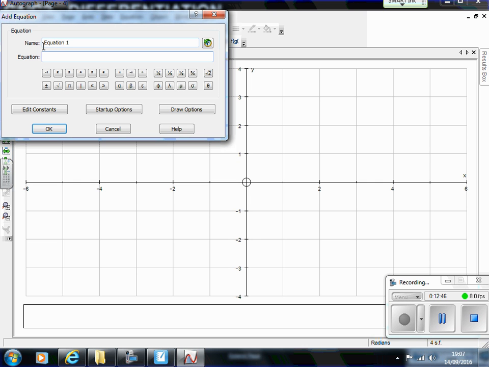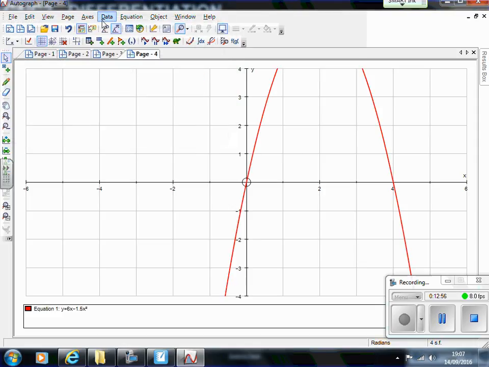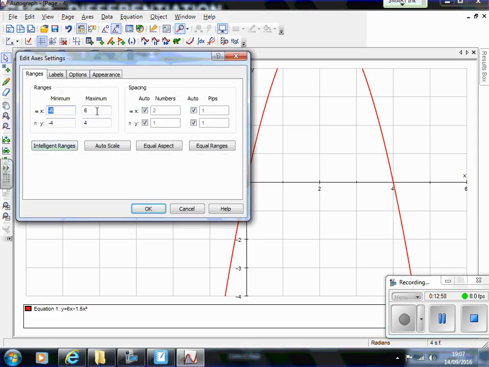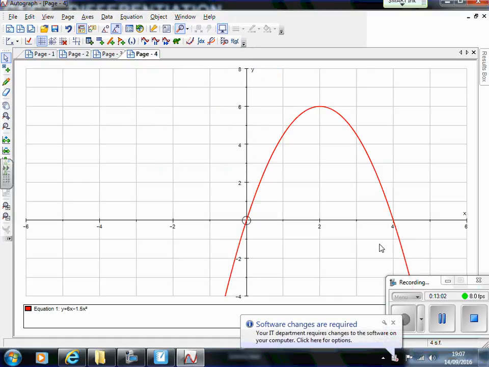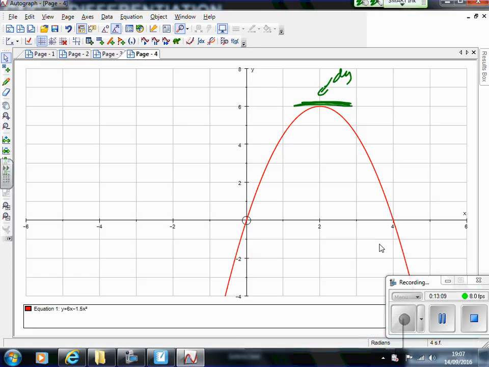A equals 6x subtract 1.5x squared. There we go. So we make our y a bit bigger. There we go. Same again. So it's a quadratic on its side. Here's the maximum point. Here's the turning point. Here's where dA over dx equals 0. And this is what we're trying to find.